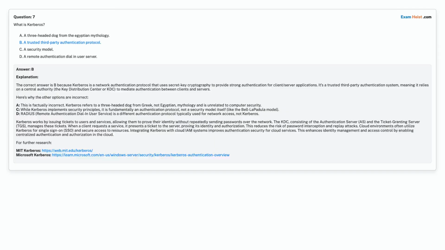Correct answer is Option B, a trusted third-party authentication protocol.